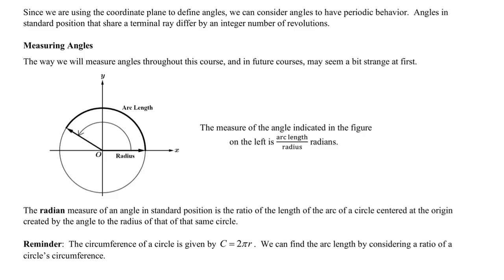Okay, so if we look over here, it says the measure of an angle indicated in the figure on the left is its arc length divided by radius. So this is the arc length. It's part of the circumference, and then we would divide it by the radius. And that's what's called a radian. When you do arc length divided by the radius, that is called a radian.